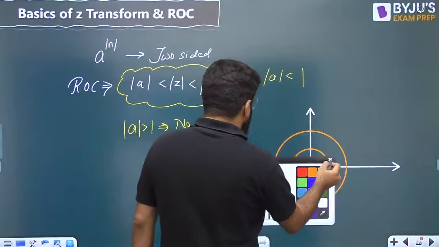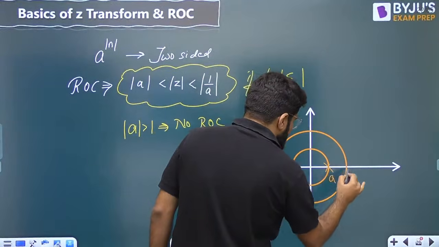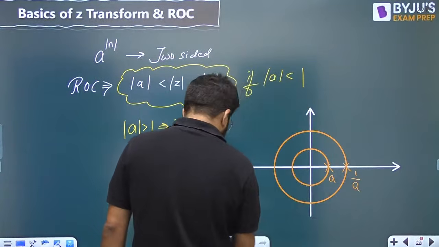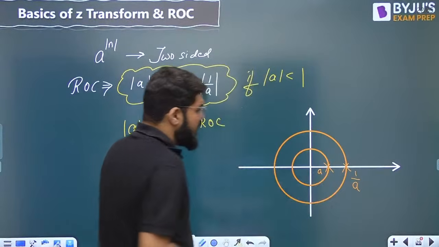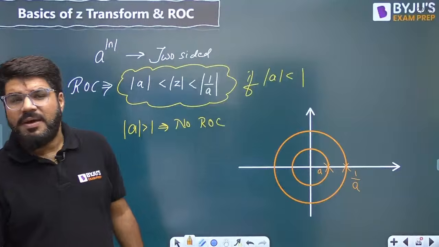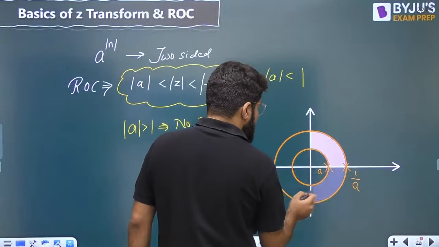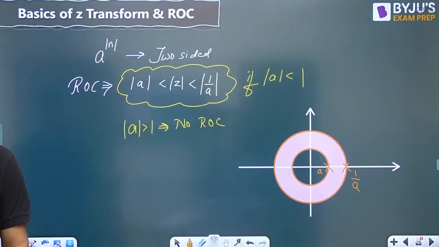So what do you have? Mod z between mod a and 1 by a. So let's say this is the value of a, and let's say this is 1 by a. So where is your ROC right now? It should be greater than a but less than 1 by a. That means your ROC, guys, is going to look something like this.